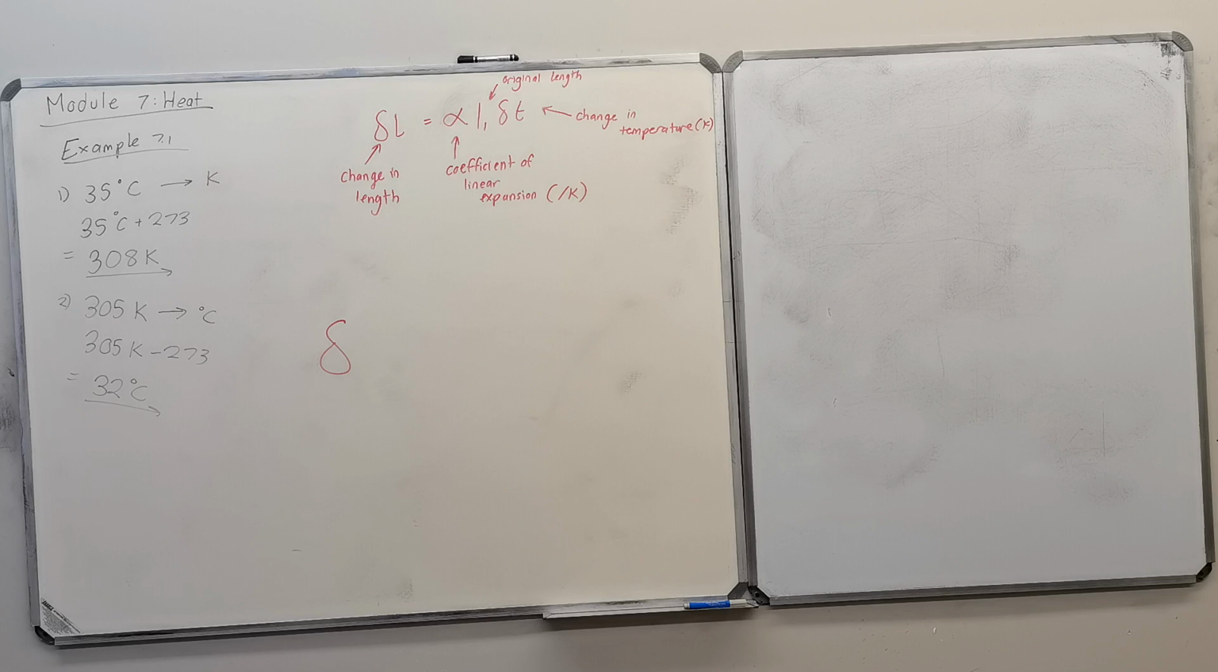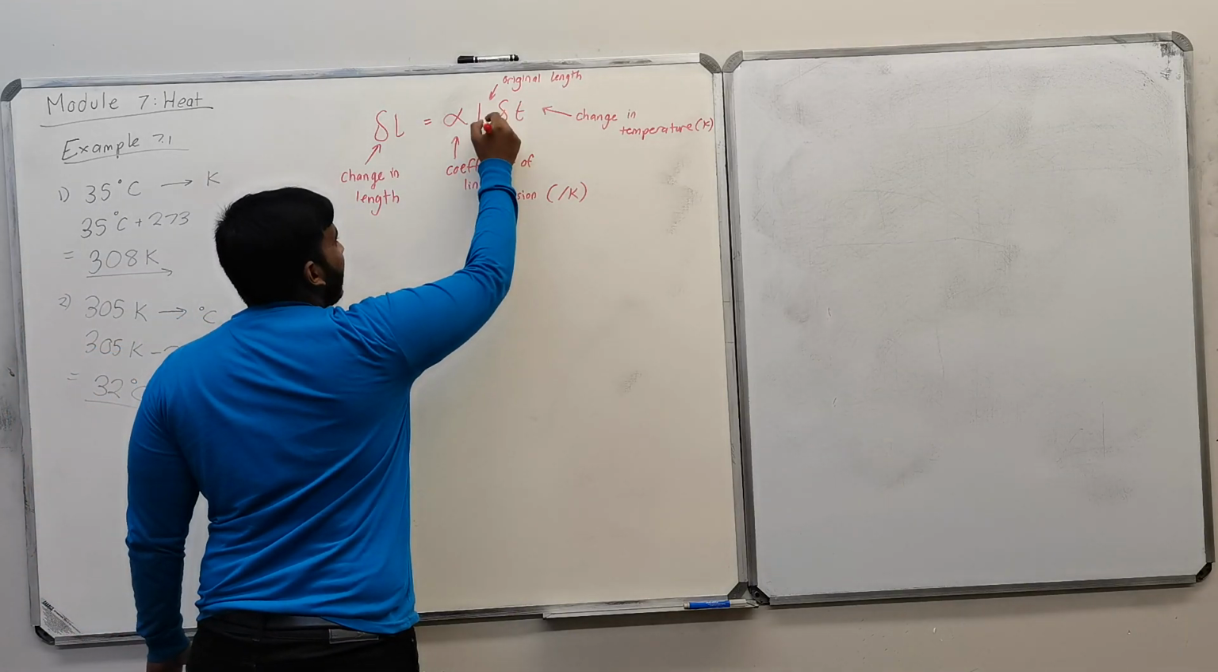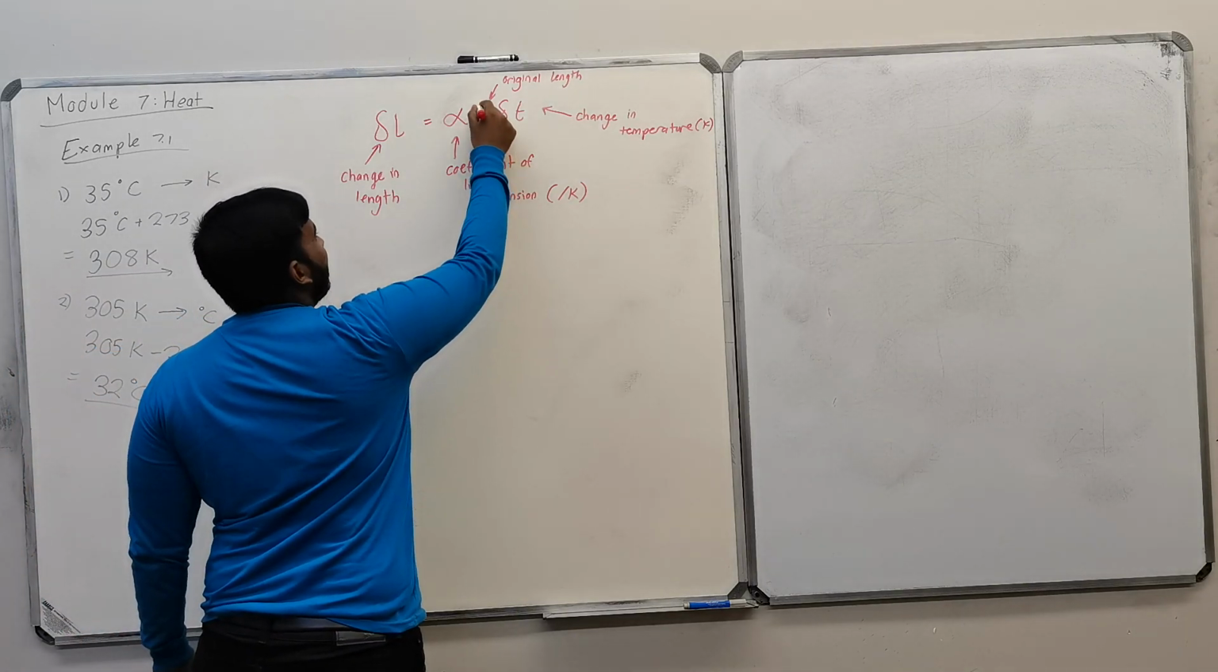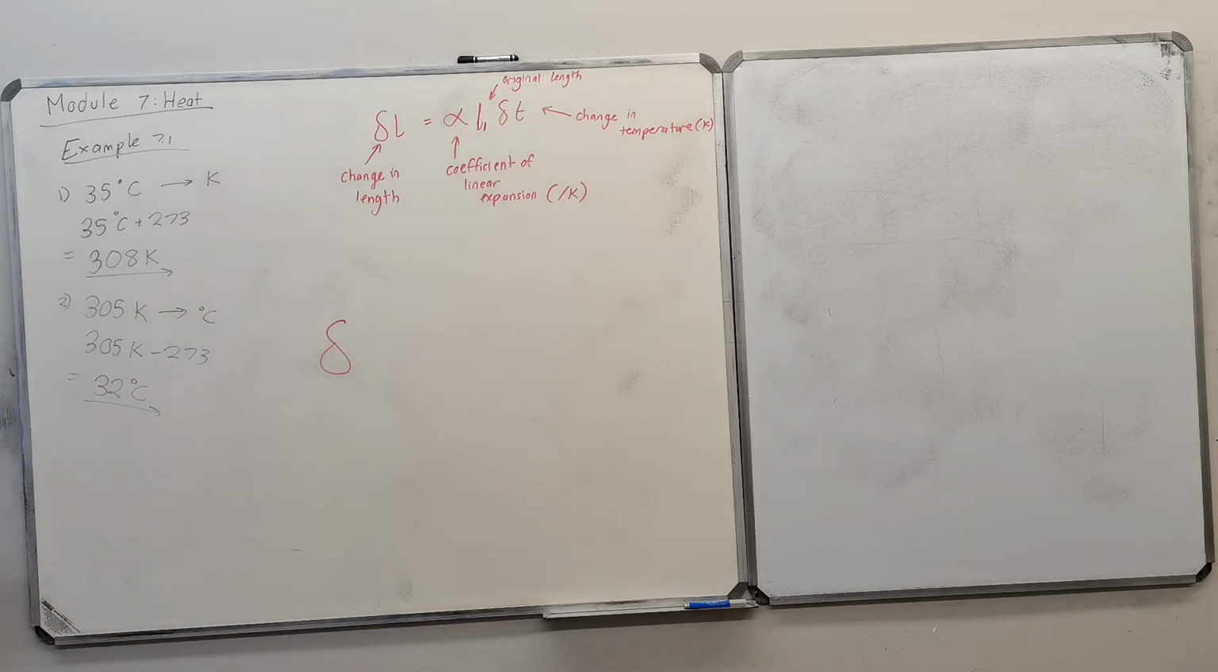Got it? L1. L1. Originally. So small L next to the small L. Coefficient. This here? Yeah, that's it. L1. One. Original length, right? Come on. L1. It's like a comma. I see that. I can check this out, right?